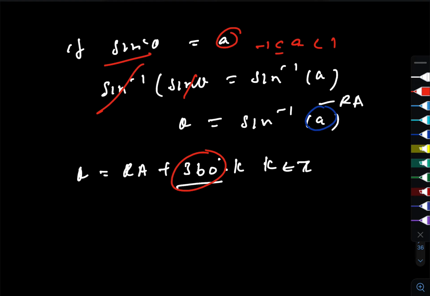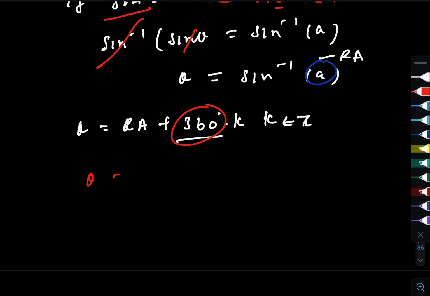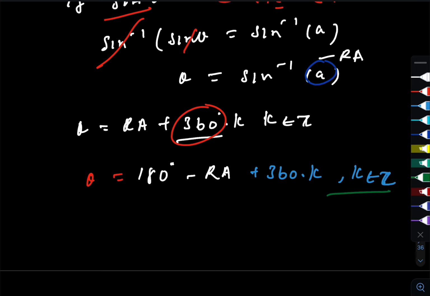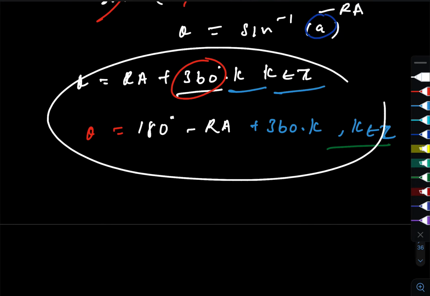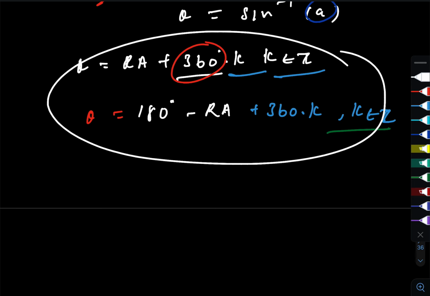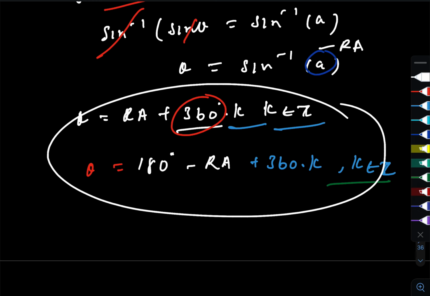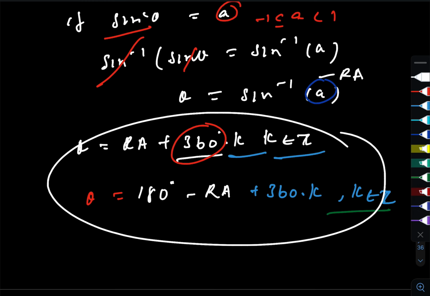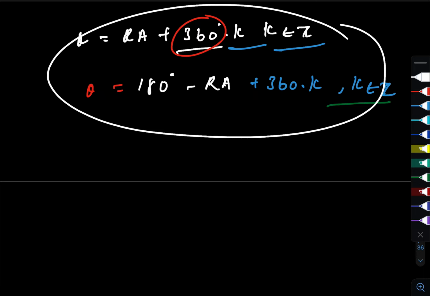Now next up will be taking that reference angle and subtracting it from 180 degrees. And if we take that, we still have to add 360 degrees times k, where k is an element of integers. Always write that every time you make that statement. So this is the general solution that you use when you're solving your trigonometric equation, using sine theta, or the sine ratio.